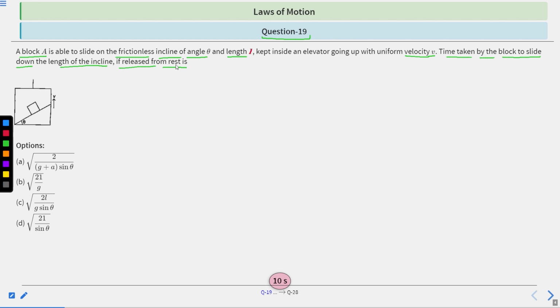The given options: option A is under root 2 by g plus a sin theta. Option B is under root 2L divided by g, option C is 2L divided by sin theta multiplied by g, and option D is 2L sin theta. Which one is correct? You have 10 seconds to solve this question. After that we will provide the solution. Let's find the solution.